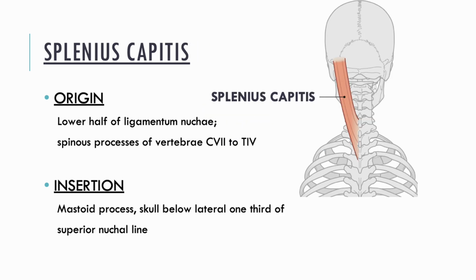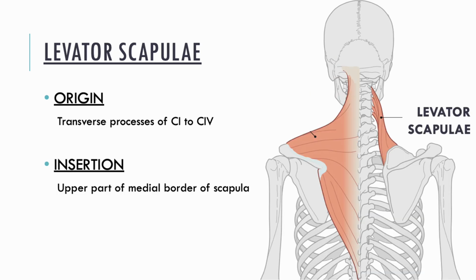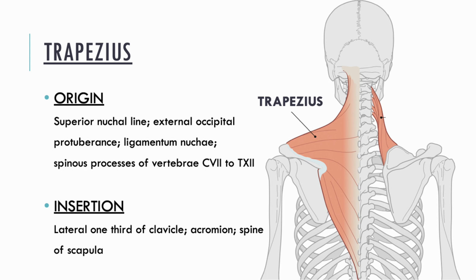So this is the splenius capitis, which is a posterior muscle. Then you have the levator scapulae. This is important again, the splenius capitis and the levator scapulae, because these muscles, as we will see, form the medial limit of many of our neck nodal levels. And this here is the trapezius muscle.